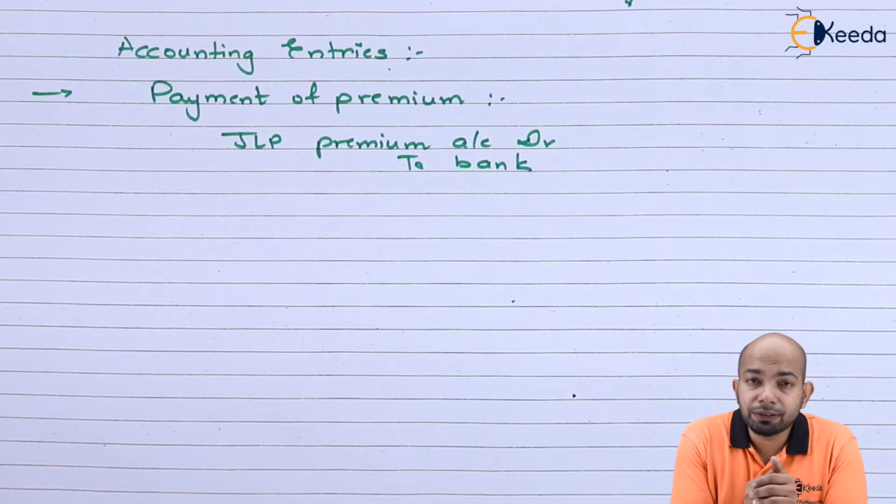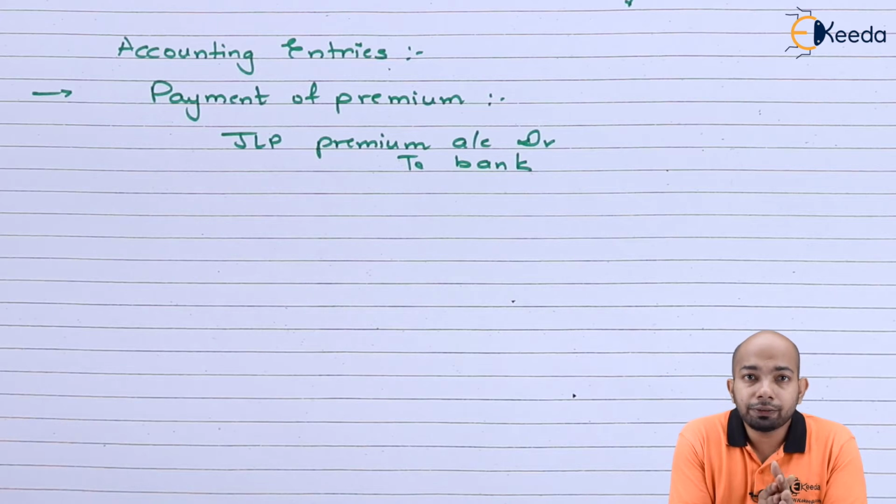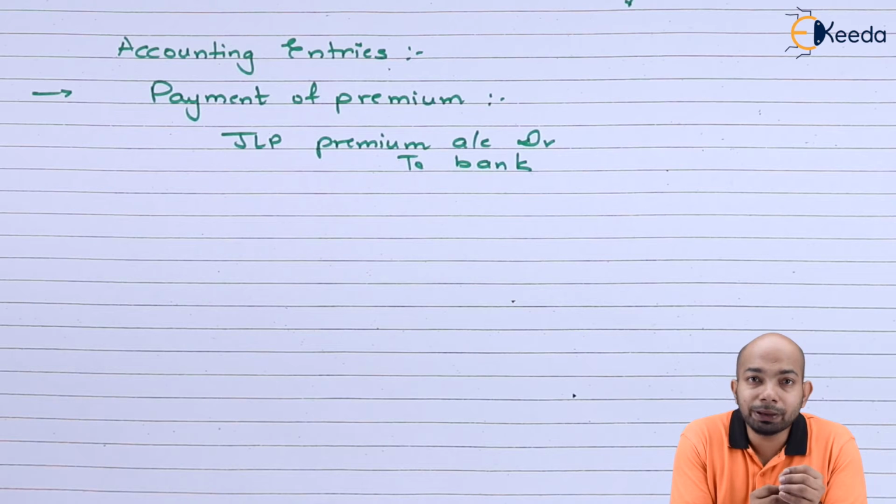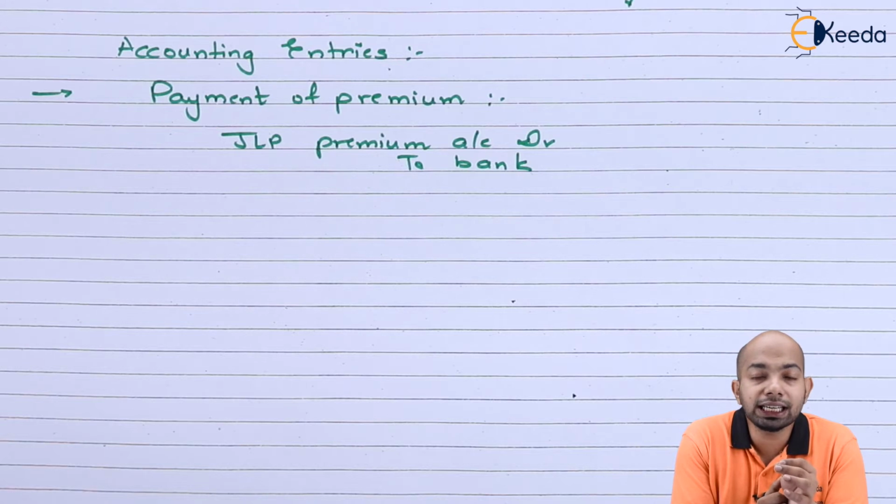Now, in this specific scenario, what is the first accounting entry that we have to pass? The first entry that we have to pass here is the payment of joint life insurance premium. That means the premium, which is an expense that we pay. Now, this accounting entry will be joint life policy premium account debit to bank account. I have mentioned it in the short form as JLP.